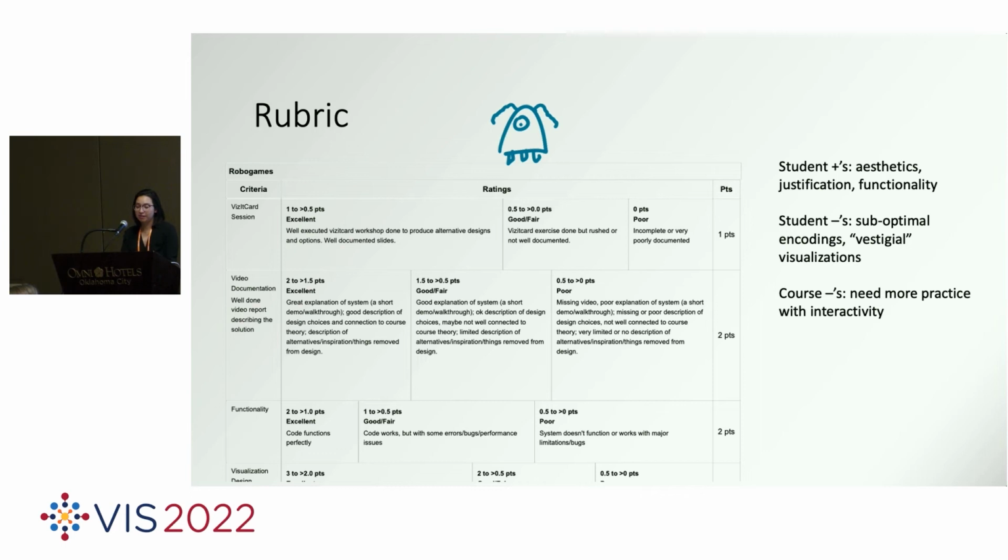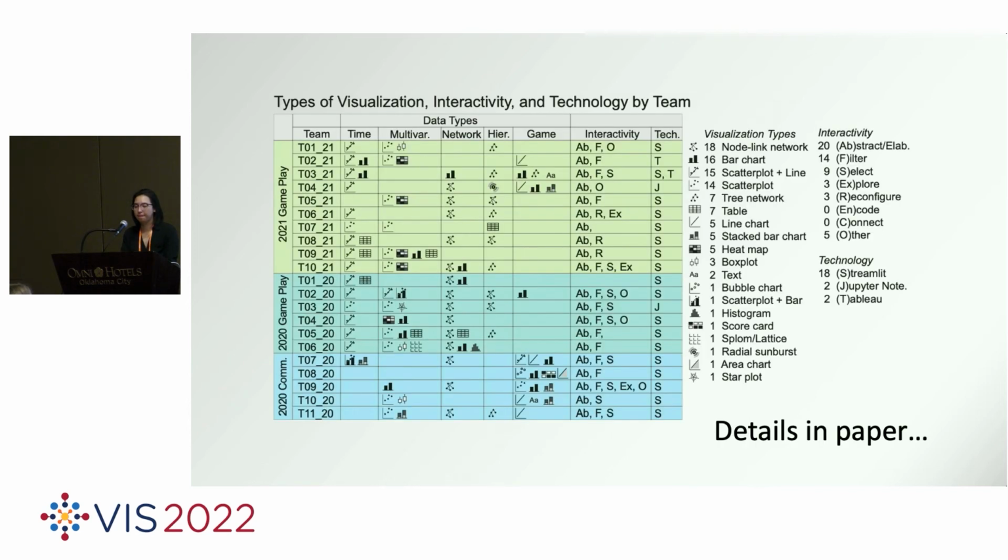A secondary benefit of the rubric was that it allowed us to identify limitations in our teaching and change the course. The result we are most excited about, however, is the diversity of visualization types created by each team. In the past, it was unlikely that a project would have a network, multivariate, hierarchical, and temporal components all at once.